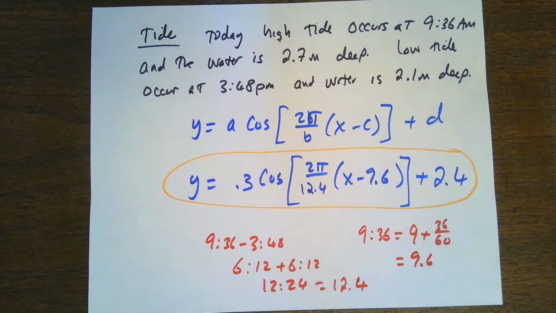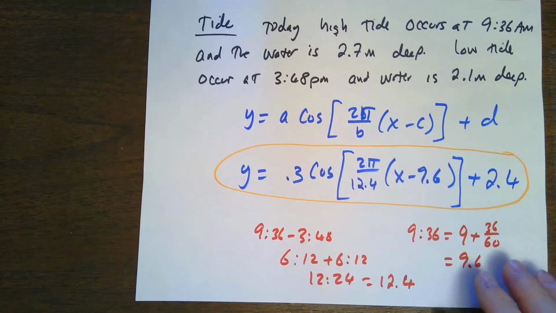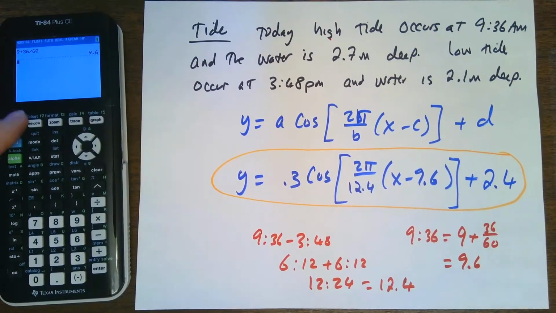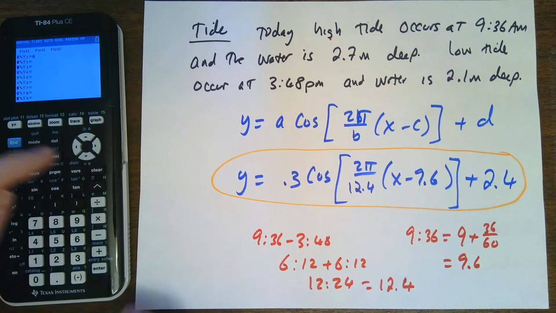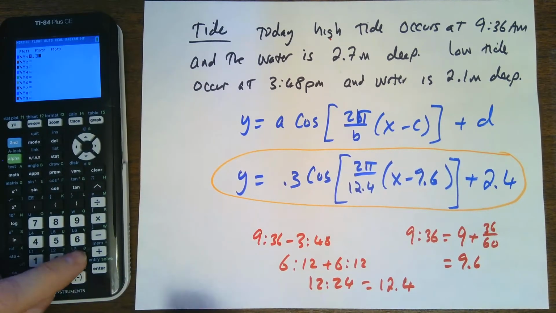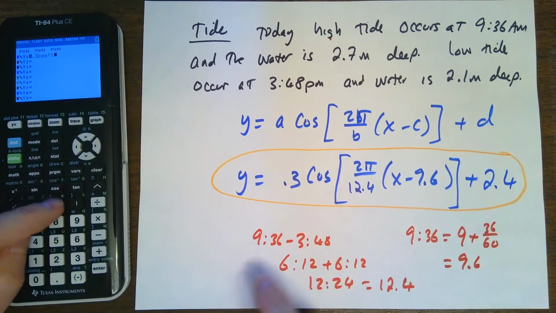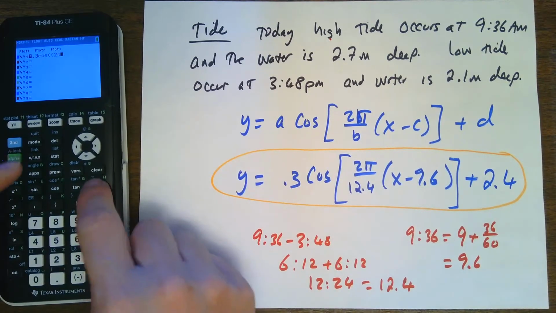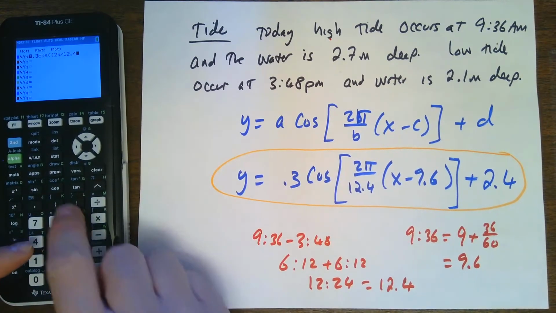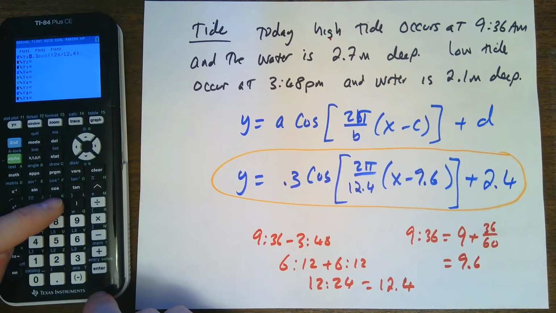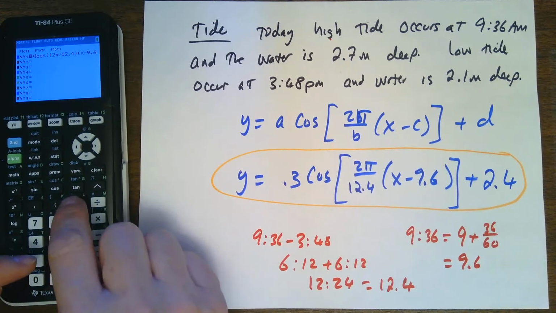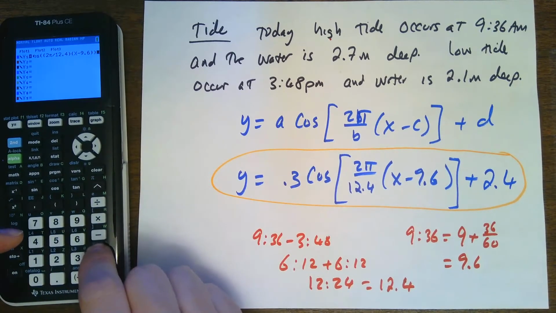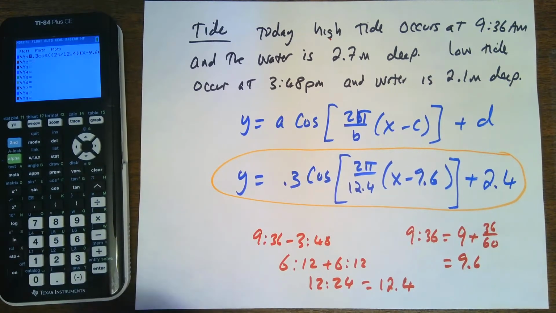So for example, let's go ahead and graph this and take a look at the tides. So go to my y equals, let's clear out the Alaska out of there. And I'm going to put 0.3 cosine, open parentheses, 2 pi divided by 12.4, close parentheses, open parentheses, x minus 9.6, close, close, plus 2.4.